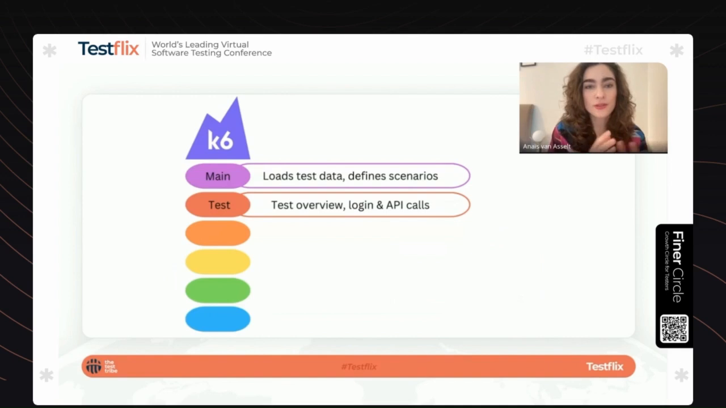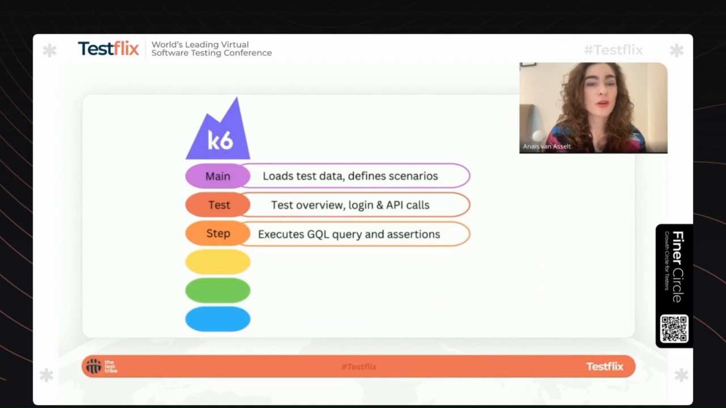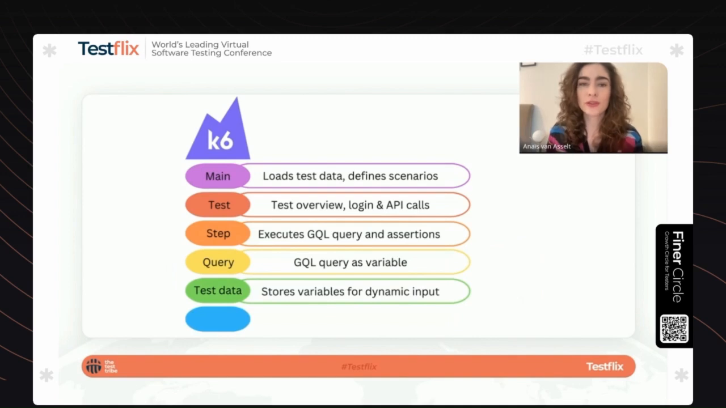Every scenario points to a test, which gives an overview of all of the test steps, including login and API calls. Next, all of the API calls are isolated in a step file where the GraphQL query is executed with the variables, and the assertions are done on the response. The query is stored separately in a query file, and the same goes for all of the test data of the variables in order to make the test reusable.